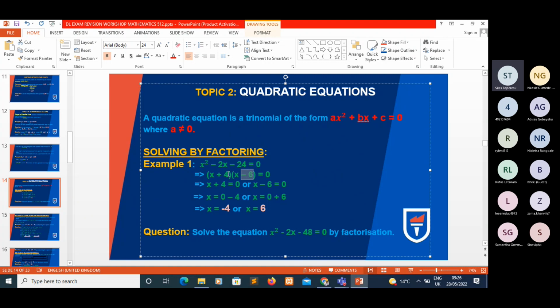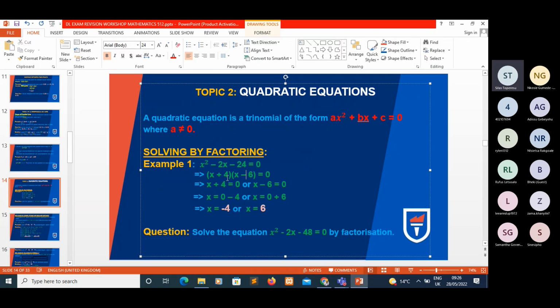So if you say 4 times minus 6, you are going to get minus 24. If you want to prove, you can multiply it on the side. Okay? If I add and say 4 plus minus 6, I'm going to get minus 2. You can prove it.